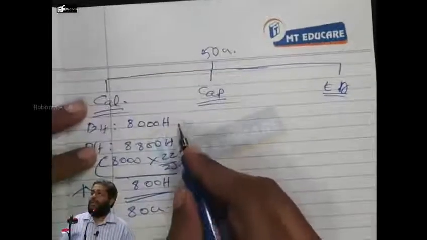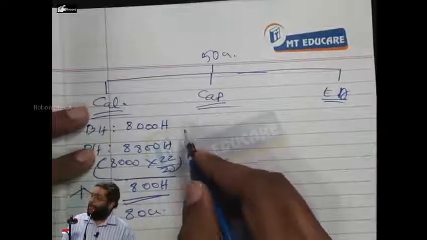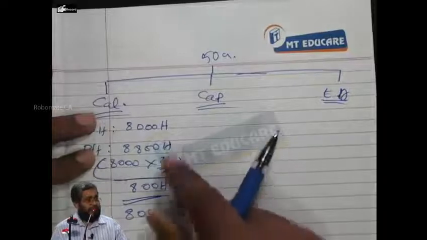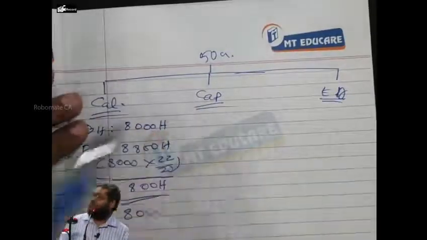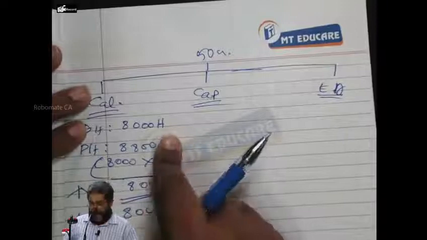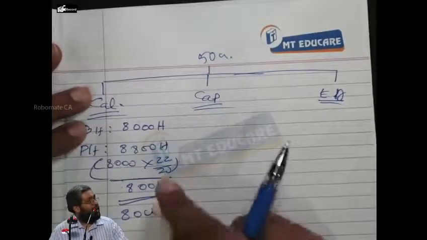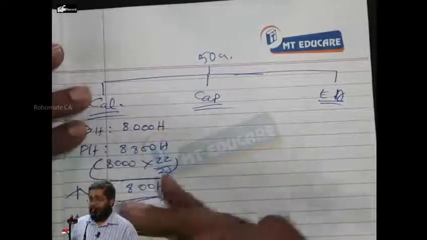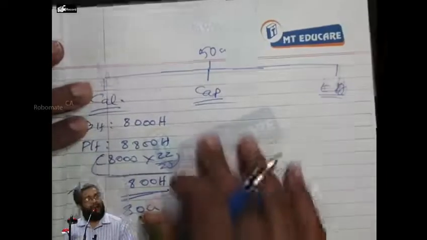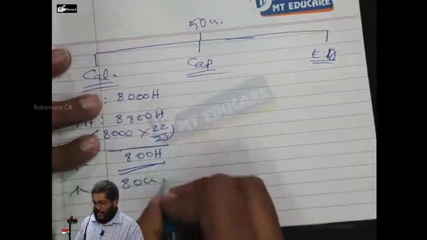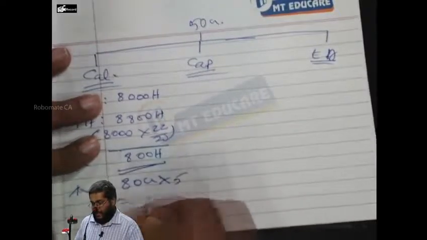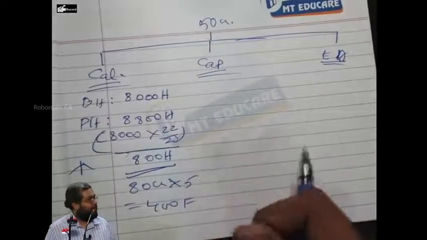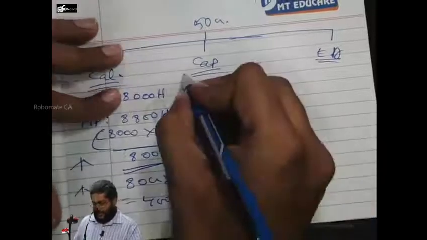I plan to work 8,000 hours because I plan to work only 20 days. Since the actual days worked is 22 days, the possible hours I could have worked is 8,800. Had I worked the possible hours, I should have worked 800 hours extra. At 10 hours per unit, I should produce 80 units extra. That is what we call calendar. It is an extra 80 units into 5 rupees, that is 400 favorable over absorption. Point number 1. Accept or not?